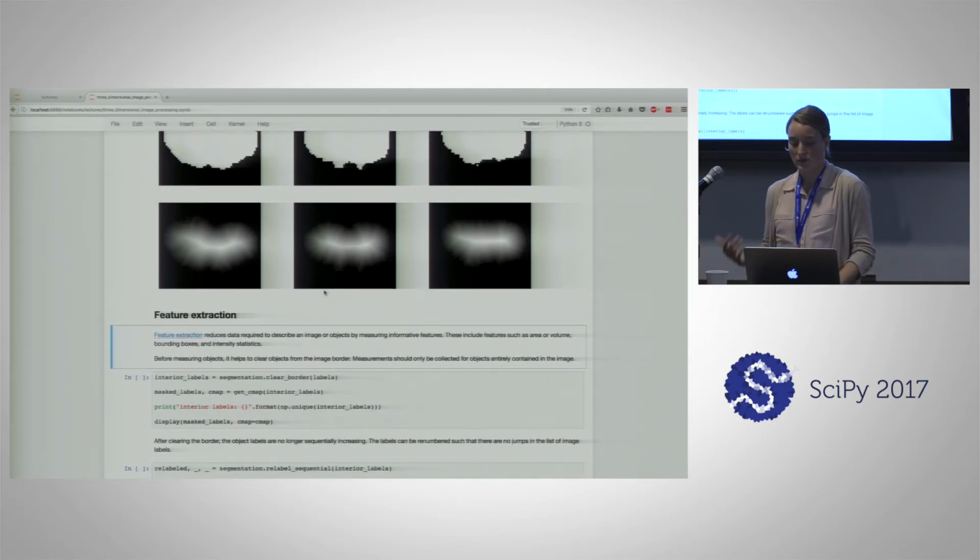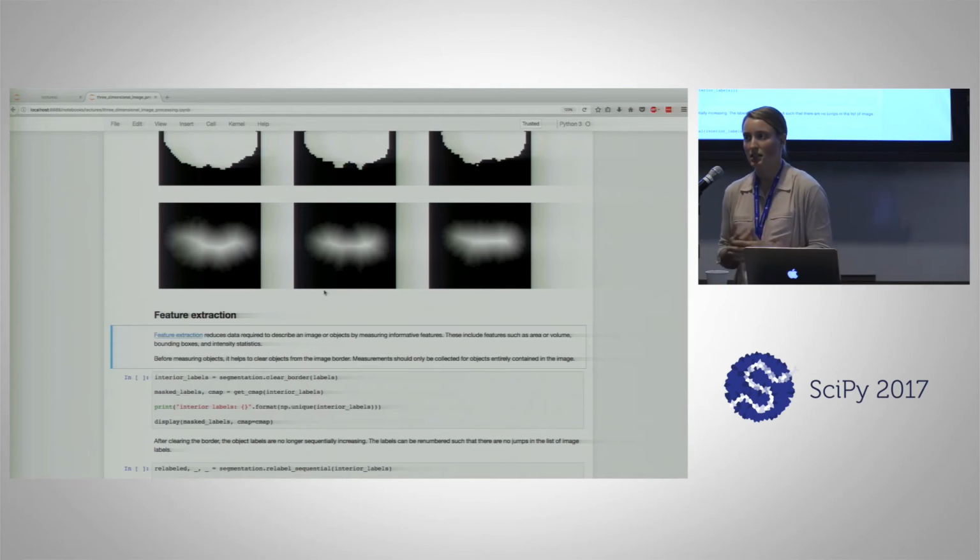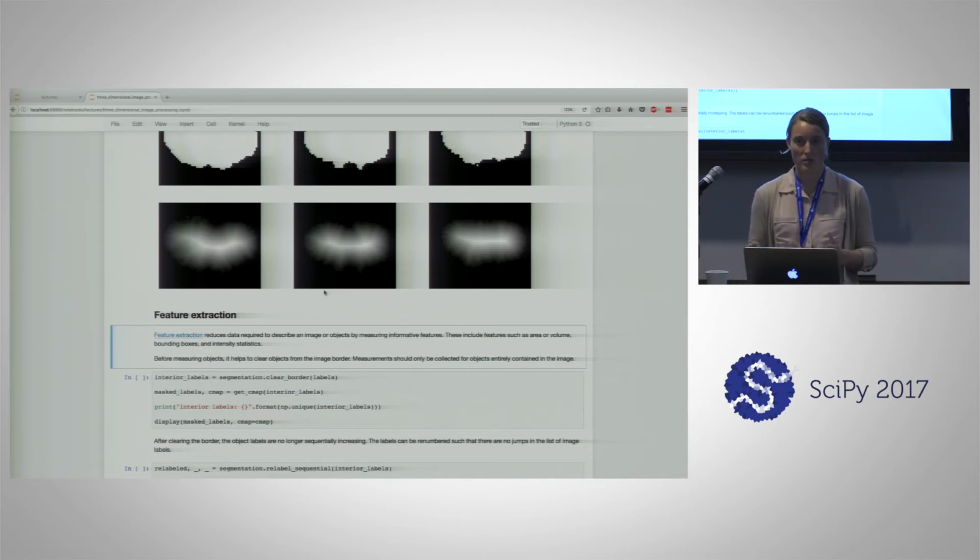Feature extraction reduces the data required to describe an image or objects by measuring informative features. These can include things like area or volume, bounding boxes, and intensity statistics, and these can be computed per object, or aggregated across all the objects in an image to get an idea of what the image is like overall. As I mentioned before, we tend to discard the objects that are touching the borders of the image because we don't have the full information about what's going on there. It doesn't make sense to measure them.